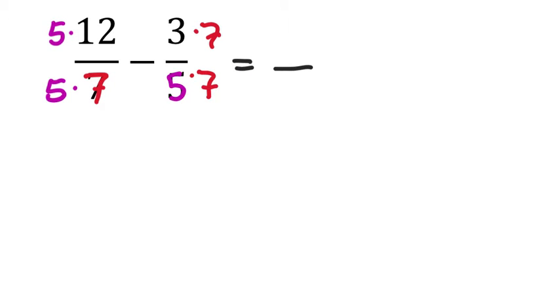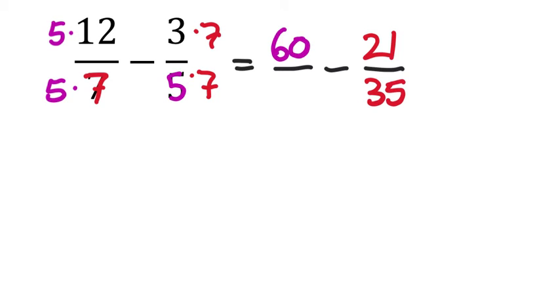The idea here, though, is that your denominators will need to match. So I'll start with the second fraction, just like we usually do. In the numerator, 3 times 7 is 21. In the denominator, 5 times 7 is 35. The first fraction has in the numerator 5 times 12, which is 60. And in the denominator, 5 times 7, see, there's the 35.